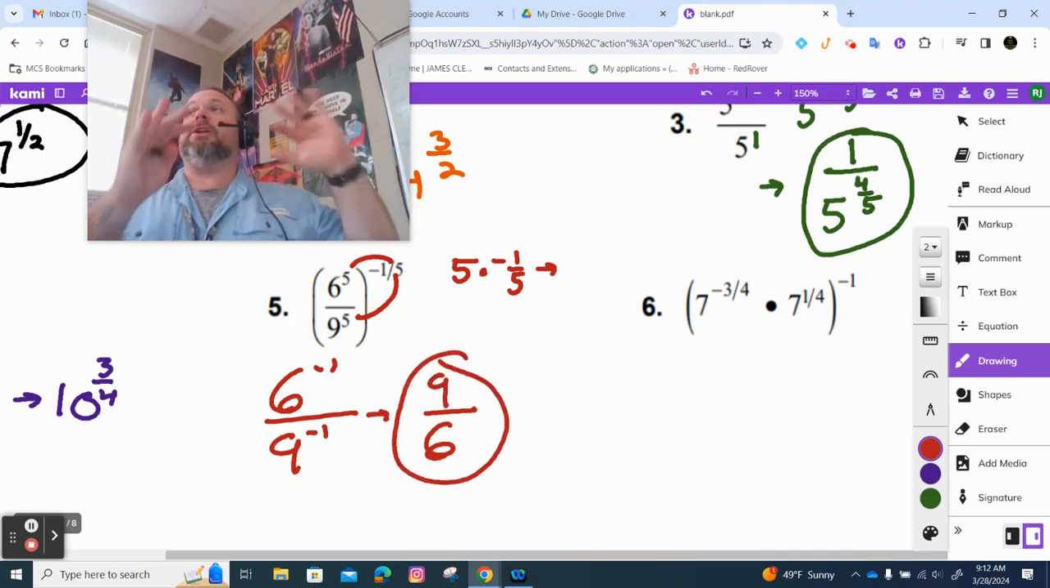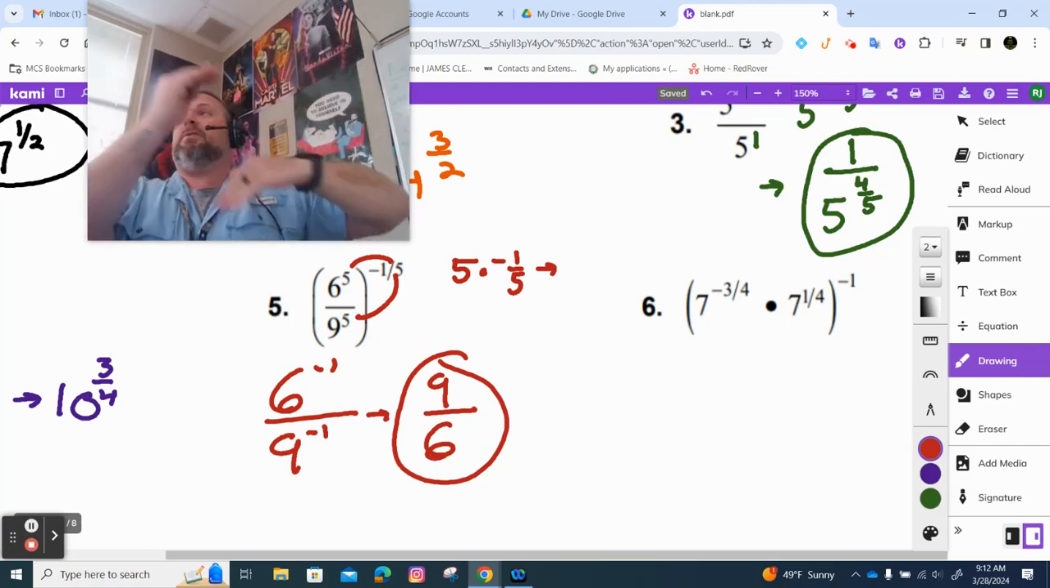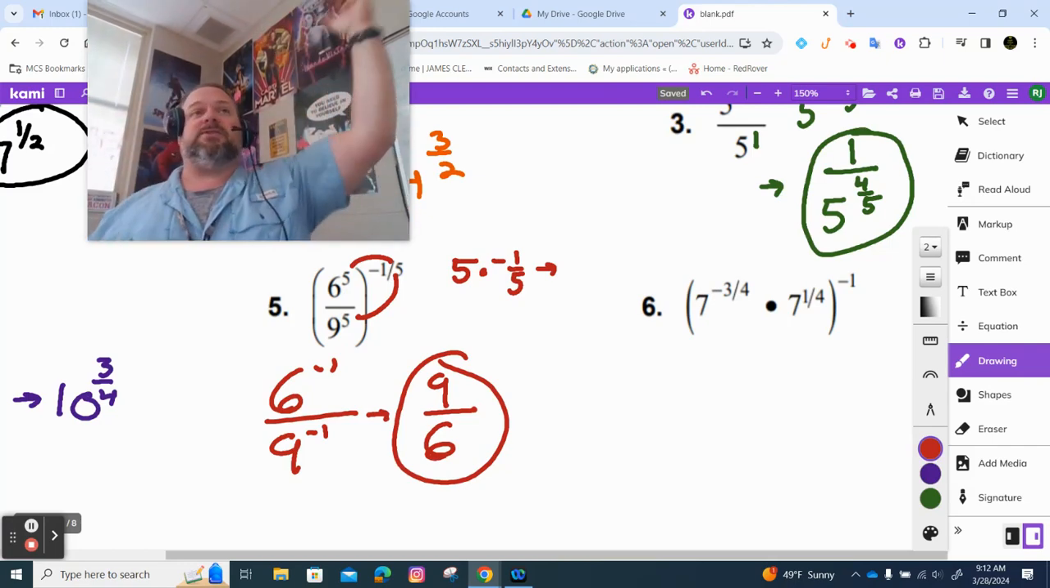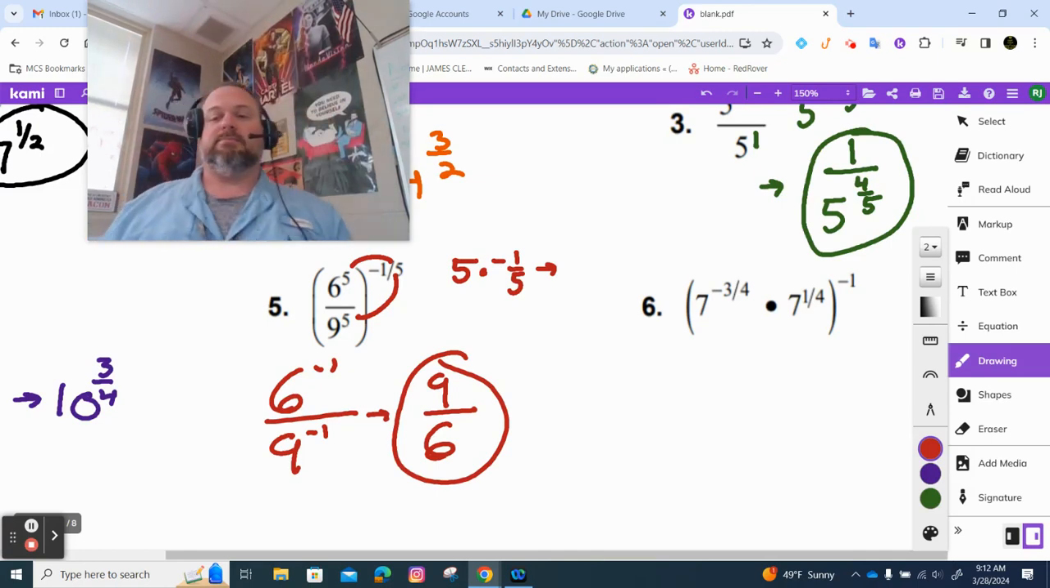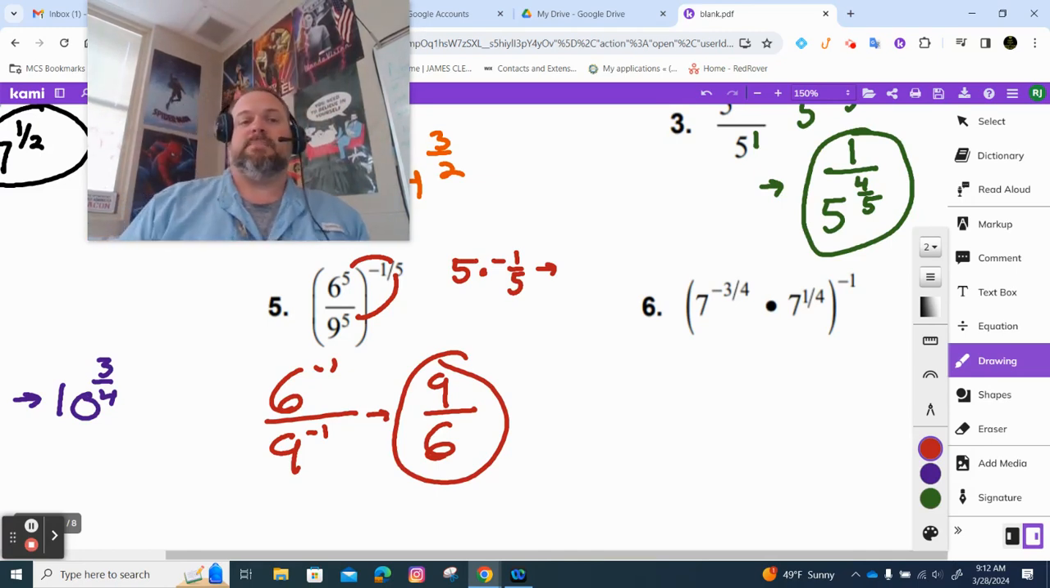You literally just flip the position it was on the fraction bar. So if it was up top like normal, you move it in the basement. If it was in the basement, move it on top. That's it.